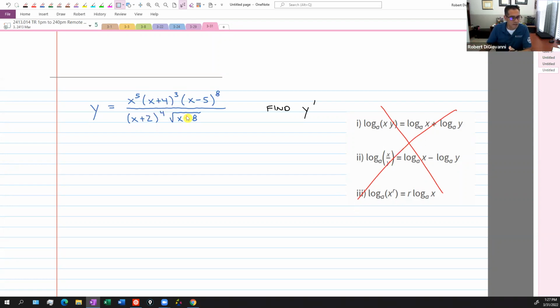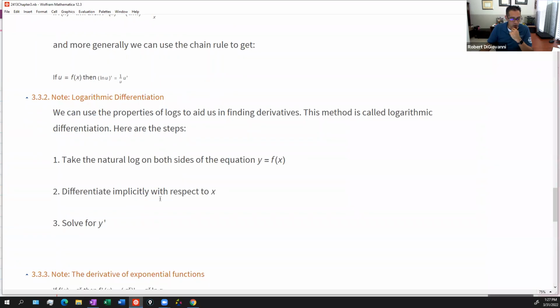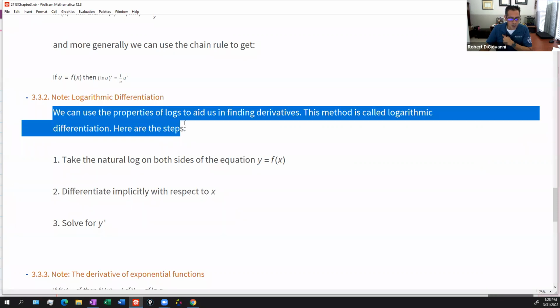Okay. So this brings us to the last part of this section, which is a new way of taking derivatives when you have very complicated expressions like the one we're looking at right here. It is called logarithmic differentiation. Very, very powerful method. We can use properties of logs to aid us in finding derivatives. This method is called logarithmic differentiation, and here are the steps.